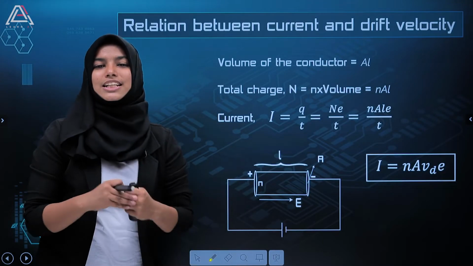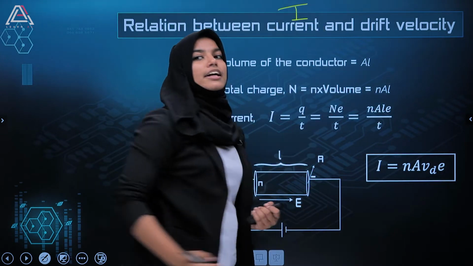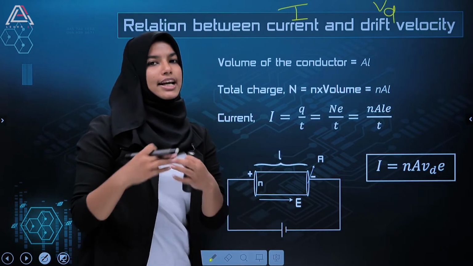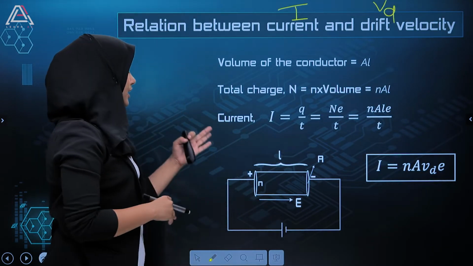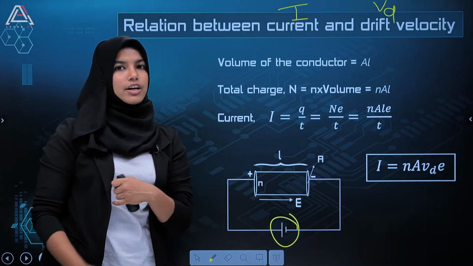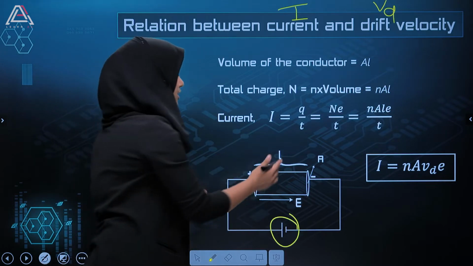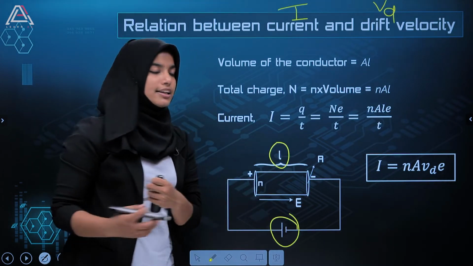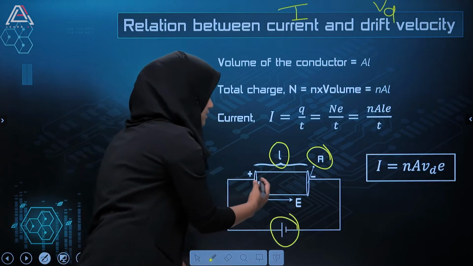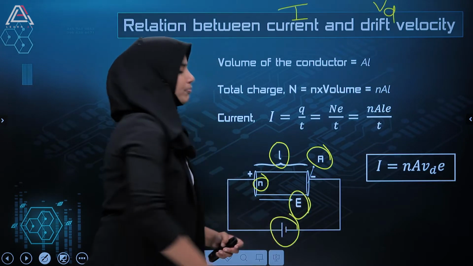Now let's look into the relation between current, which is I, and drift velocity, which is Vd. So for that we are taking a conductor and it is connected externally to an electric field or a terminal. Now the length of this conductor is L, the area of this conductor is A, the number of charges that are present in the conductor is small letter n, and it is driven by the electric field E.